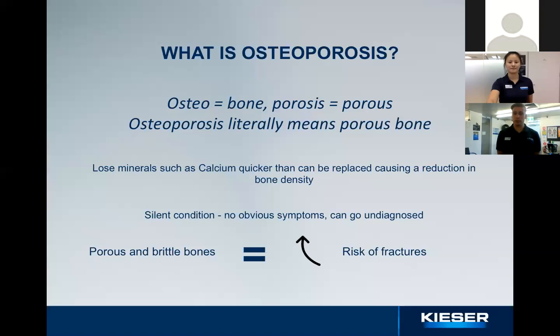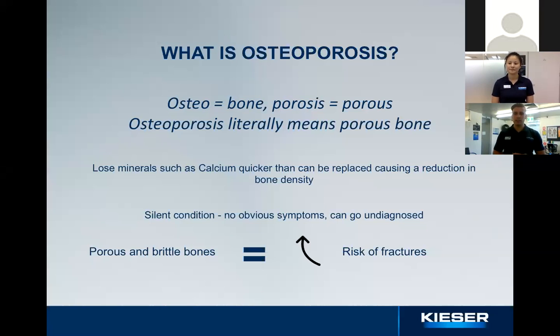The way we develop osteoporosis, as Nicole mentioned, is the gradual loss of your bone density over time. But it also can be caused by the loss of minerals such as calcium that aren't maybe being replaced as quickly as they should be, and over time can result in a reduction in bone density.